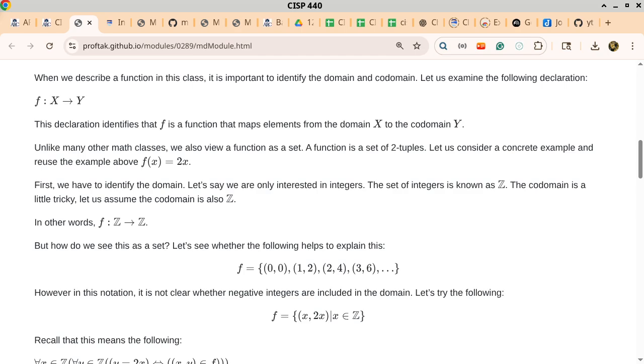Now F is defined to be a set, because of the curly braces, where each element has the form of x and 2 times x itself. And then we have some extra constraint where x has to be an integer. Are we doing okay so far with that notation?